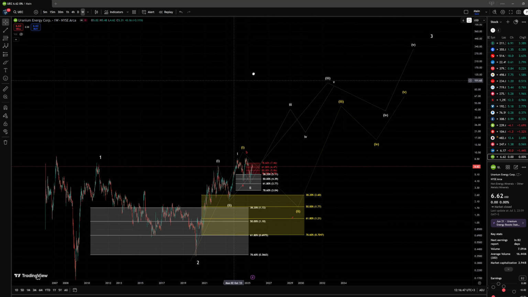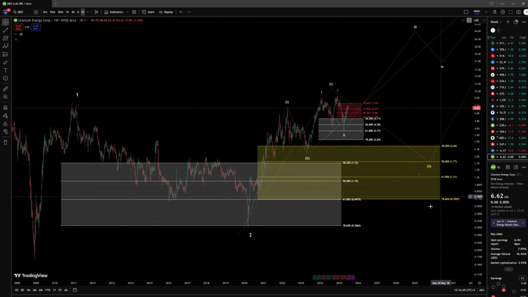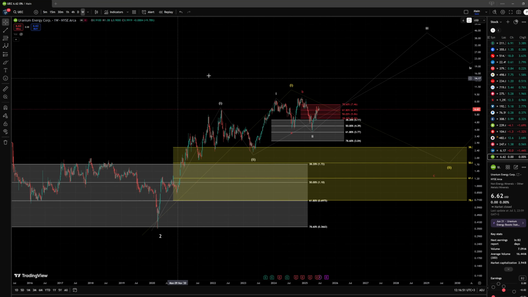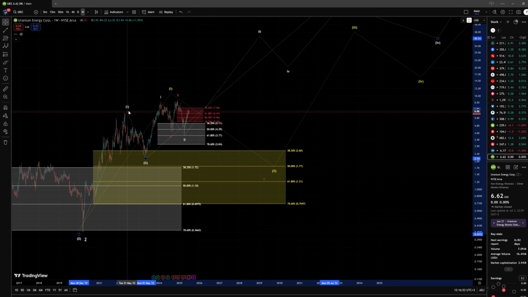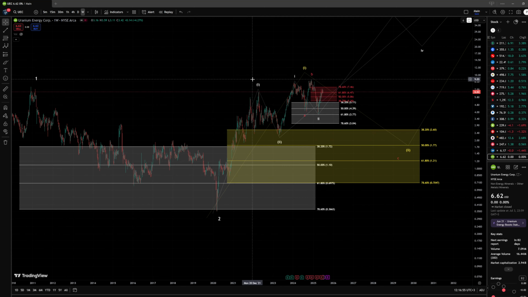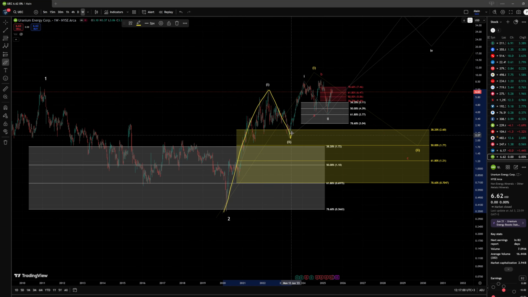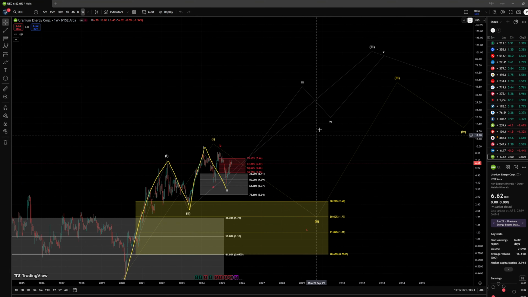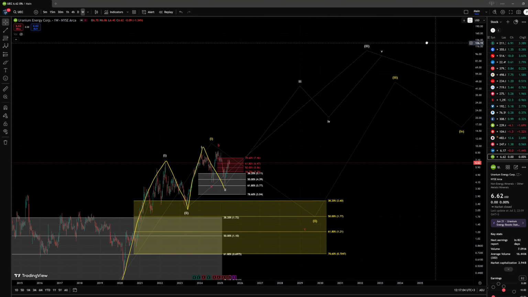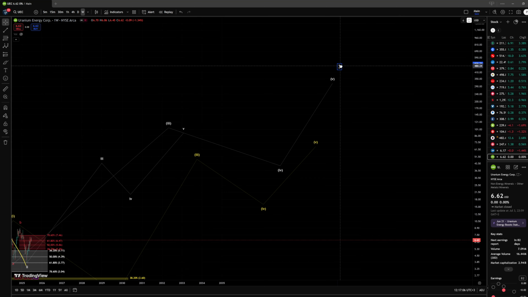the large third wave. And within this third wave, we do have two scenarios. The white one being the more directly bullish scenario, in which we completed a wave 1 up, a wave 2 down, and then another 1-2 within the third wave of the larger third wave.